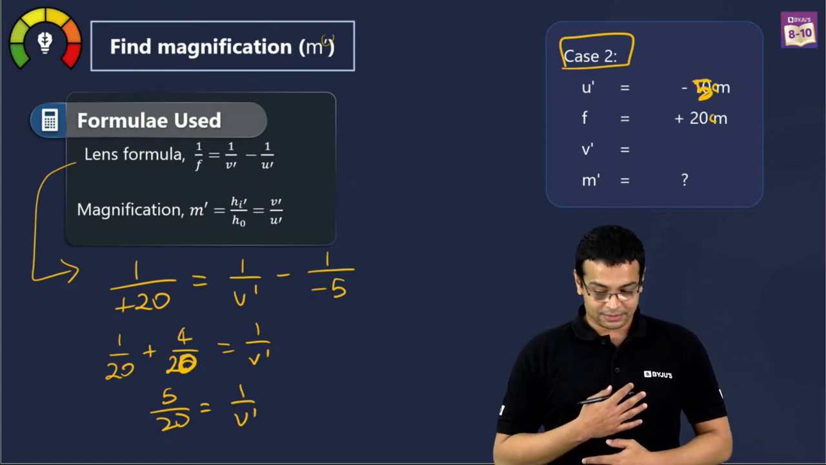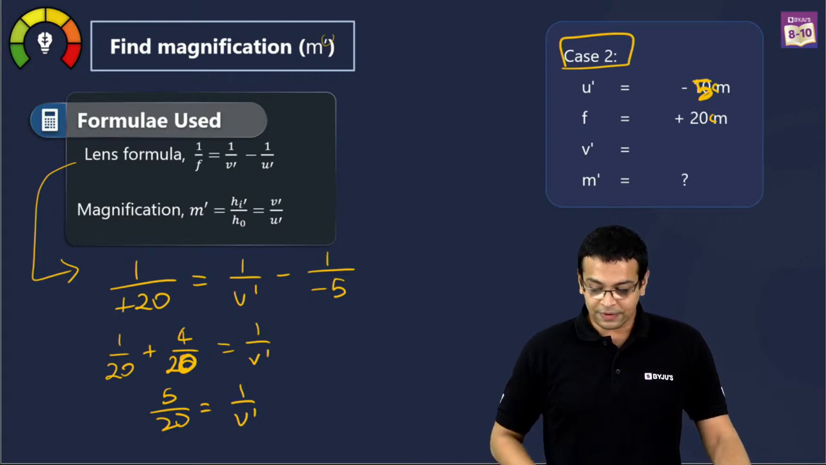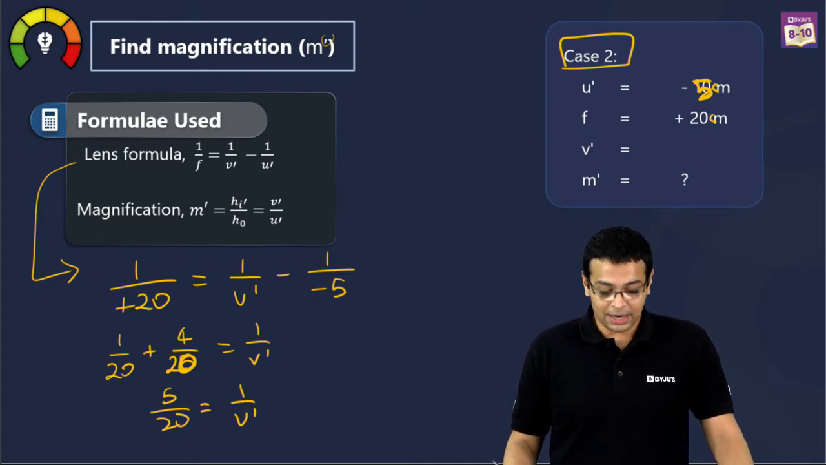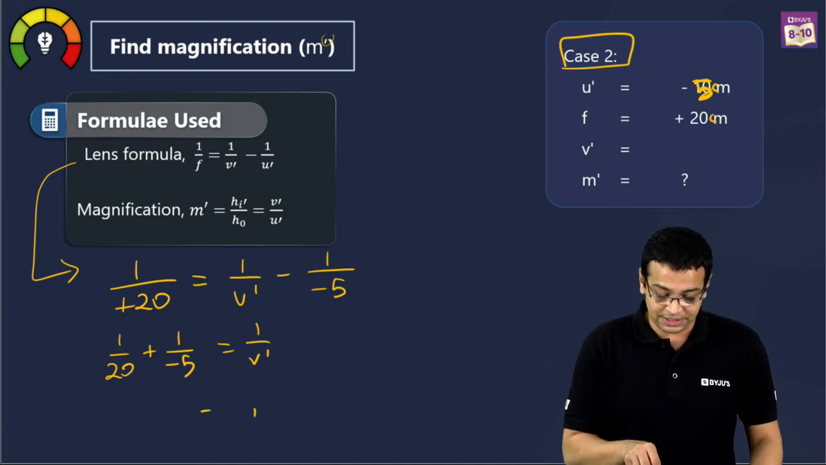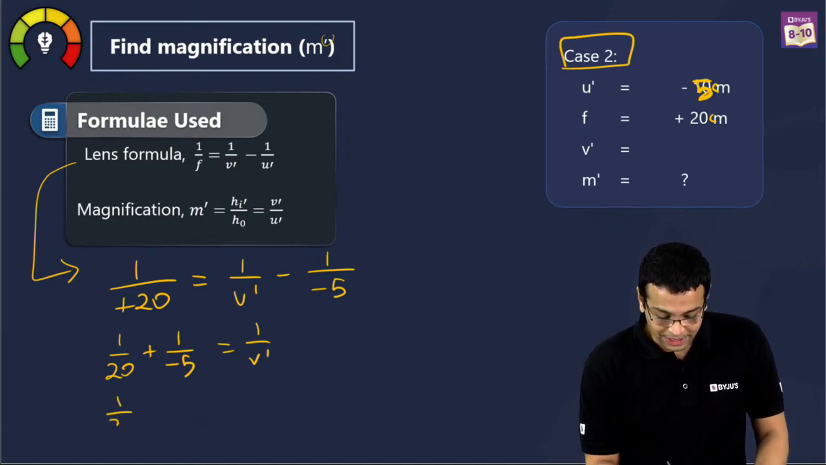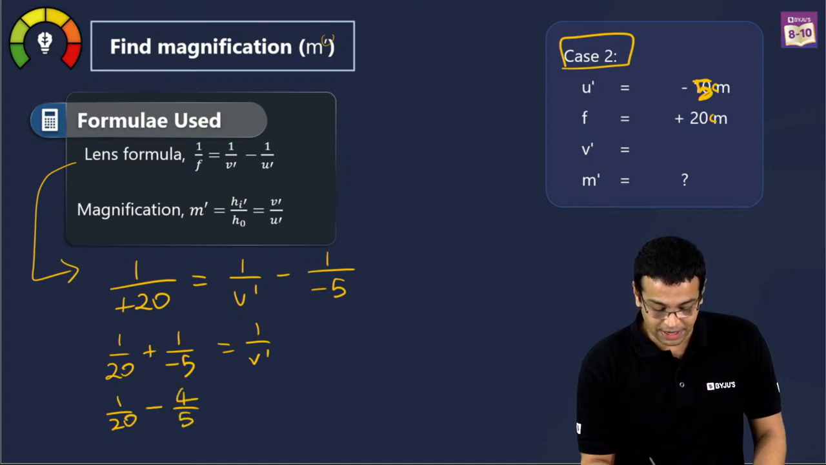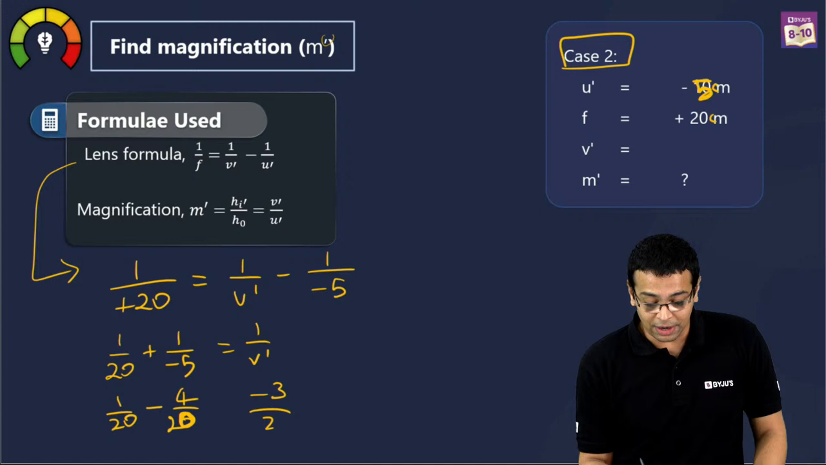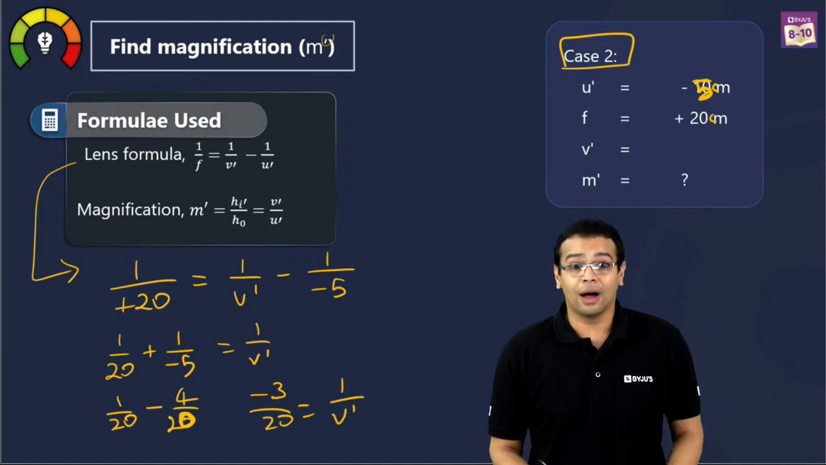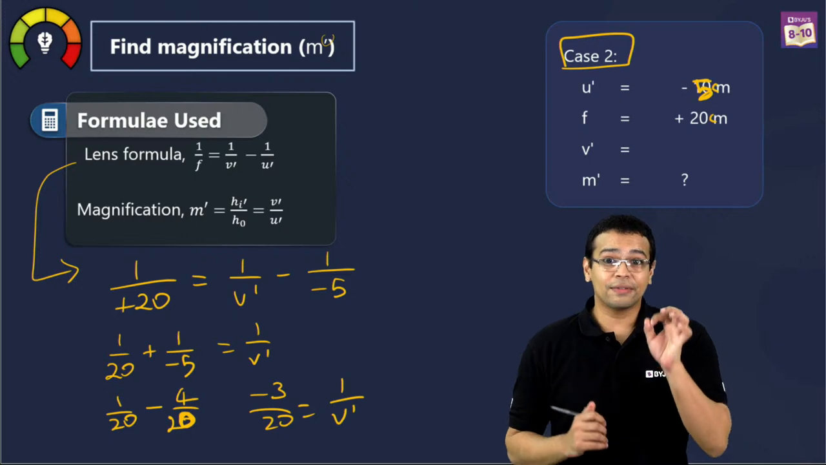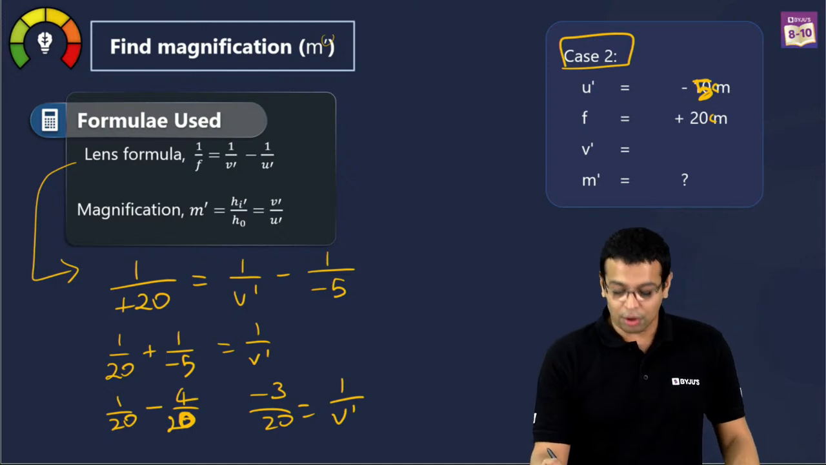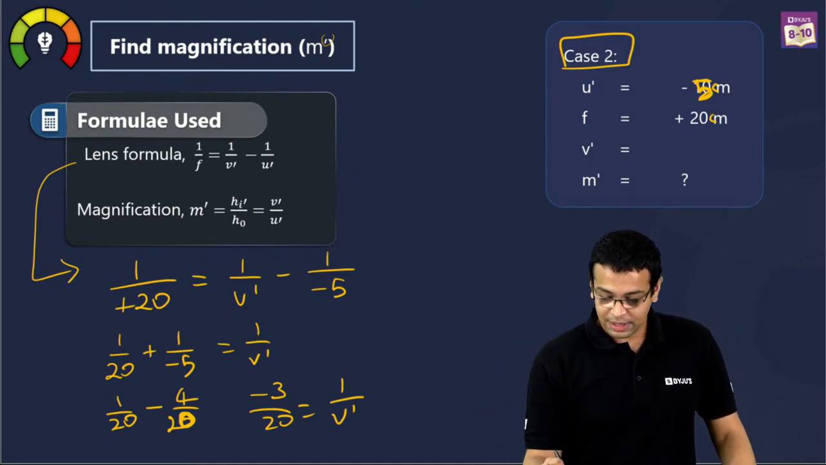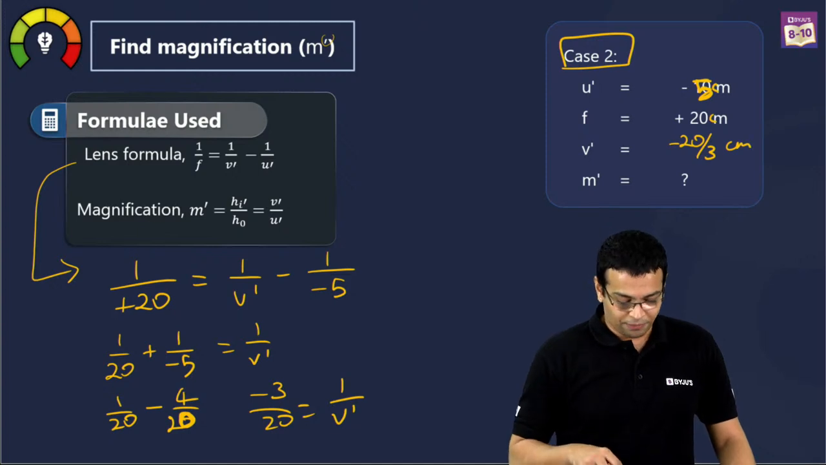What is V dash? Think about it. What is V dash? Quickly, 1 over 20 plus 1 over. I made a mistake, no? It is plus 1 over negative 5. So many mistakes, I told you. Silly errors and silly errors. Okay, 1 over 20 minus 1 over 5 is minus 4 over 20. Negative 3 over 20 is equal to 1 over V dash. It's difficult only because there are silly errors that you might make. Okay, take it slow. V prime, or V dash, second case image position, is equal to negative 20 over 3 centimeter.